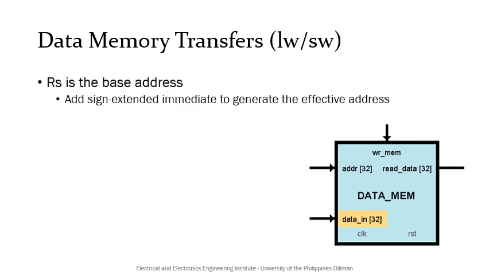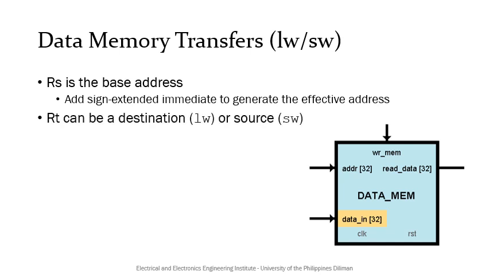For both load word and store words, the address is the sum generated by the ALU from the contents of RS acting as the base register and the sign extended immediate, which is the address offset. Again, RT acts as the source register for store words and as a destination register for load words.